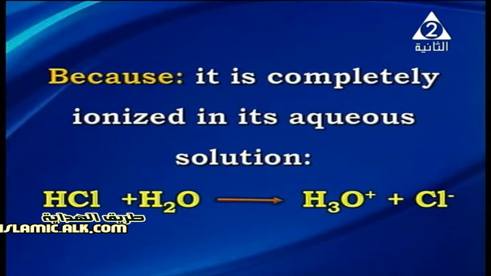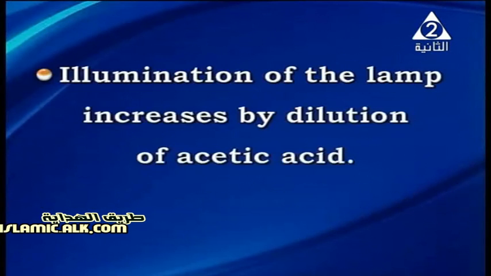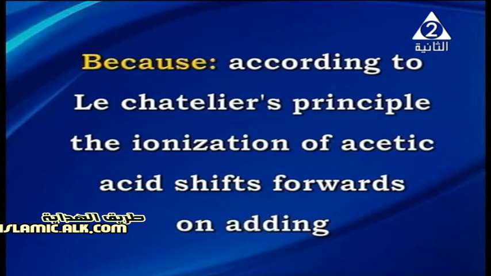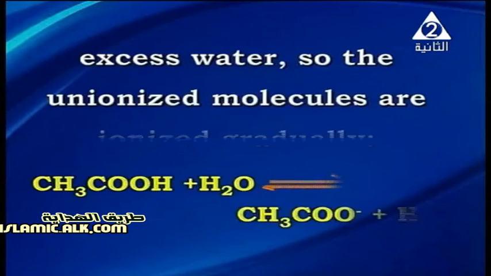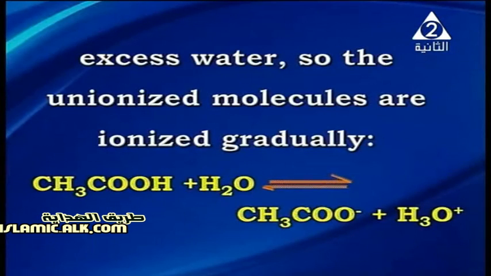As the equation proceeds on the screen, the hydrochloric acid that dissolved in water ionizes into hydronium ion and the chloride ion completely, while the illumination of the lamp increases by dilution of acetic acid, and we have good reason in this point. Because according to Le Chatelier's principle, the ionization of acetic acid shifts in the forward direction on adding this amount of water, so the unionized molecules are ionized gradually.